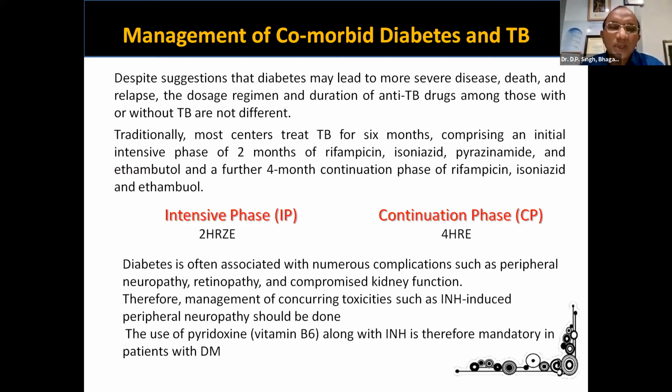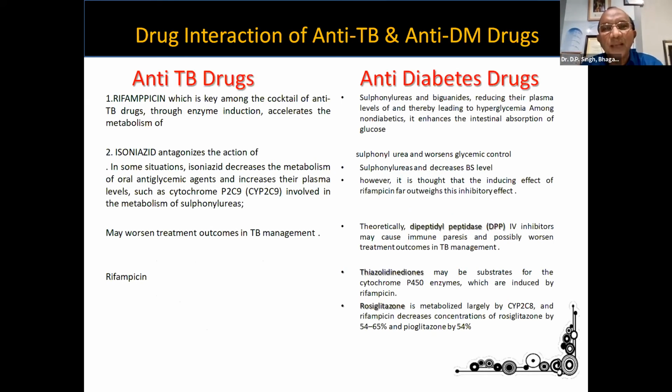Diabetics often have complications like peripheral neuropathy that should be treated with pyridoxine. Here again there is a problem. Whenever there is treatment of diabetes and TB, there are drug-to-drug interactions. Rifampicin, which is key among the cocktail of anti-tuberculosis drugs, through enzymatic induction, accelerates the metabolism of antidiabetic drugs, leading into hyperglycemia.